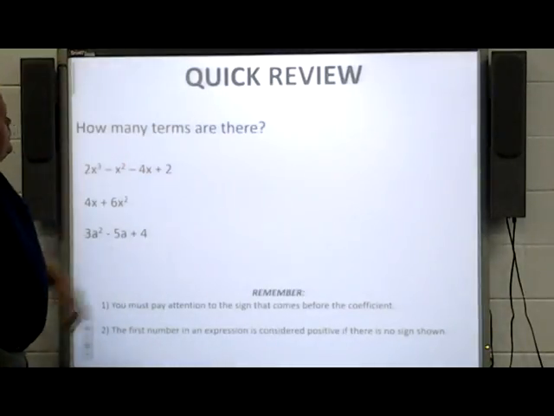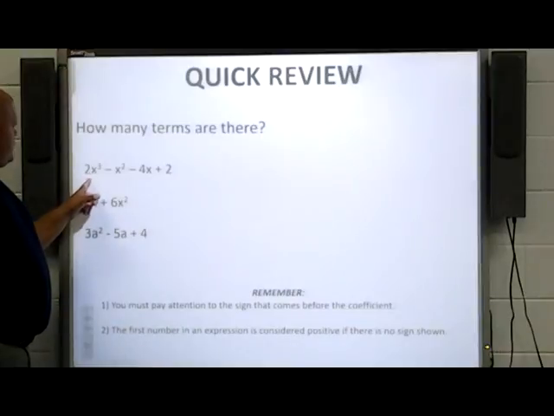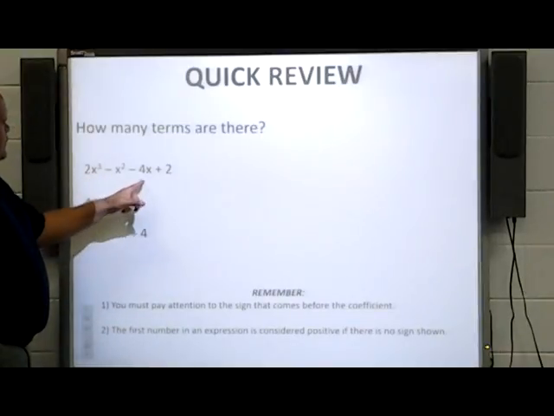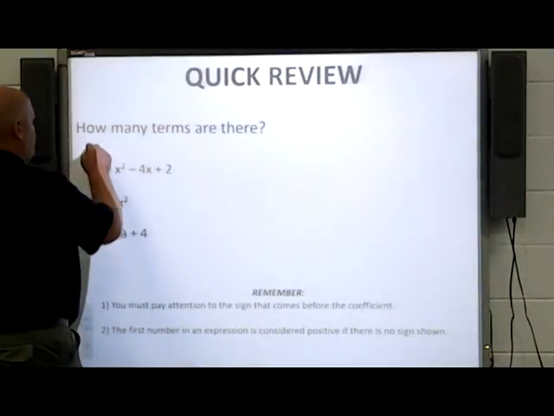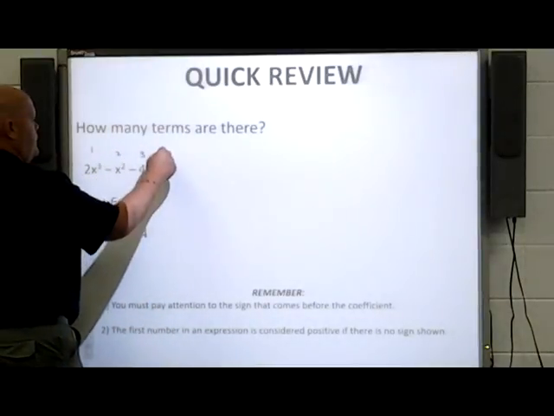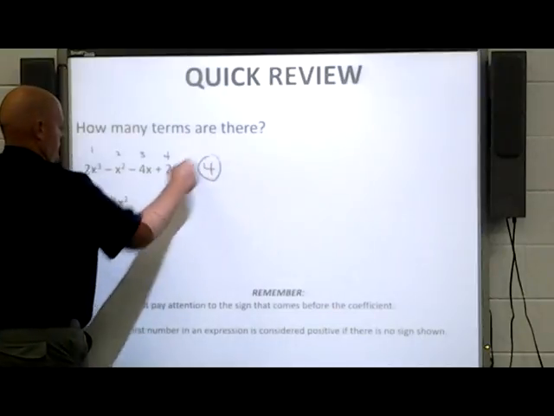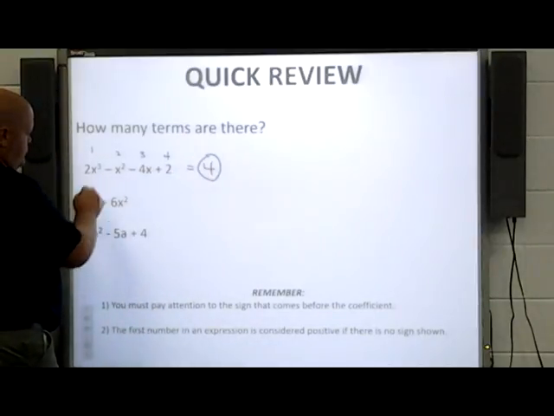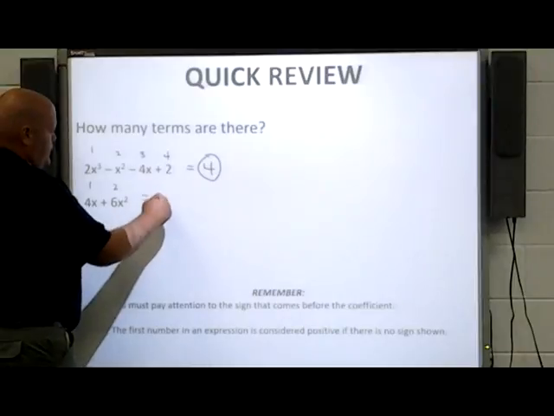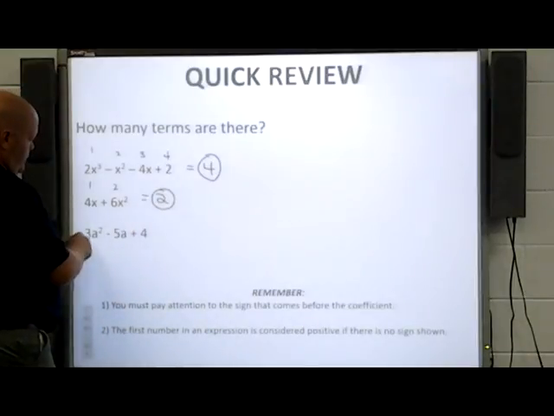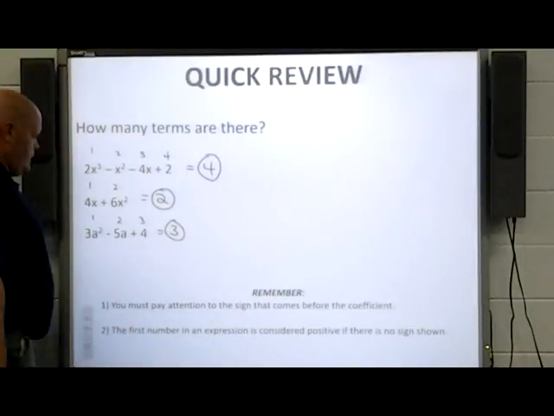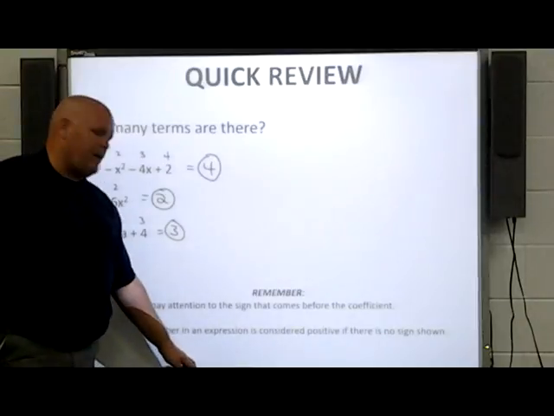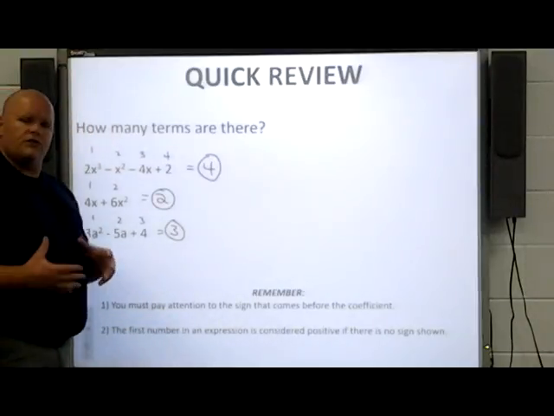How many terms are there in each of these? We have 2x to the third minus x squared minus 4x plus 2. How many terms in that? That would be a grand total of 1, 2, 3, 4 terms. This one here is 4x plus 6x squared. We have 2 terms there. And down here we have 3a squared minus 5a plus 4. 1, 2, 3 terms in this one. Okay, let's pay very close attention to these and pay attention to the exponents or the signs that are given.